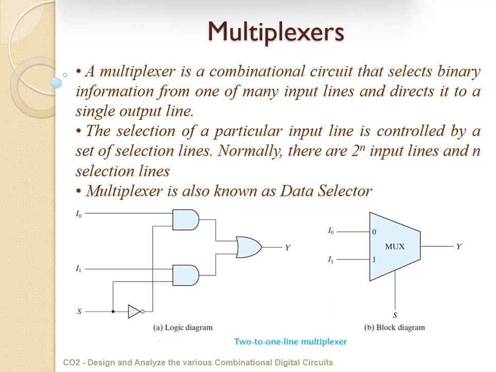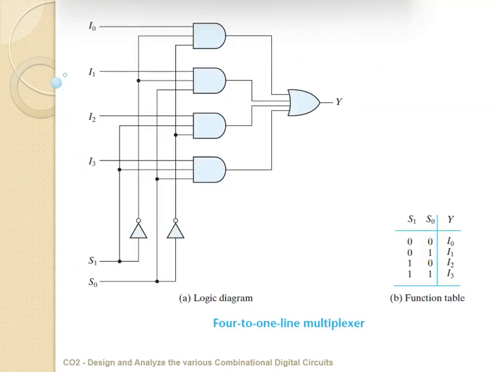If S is equal to 0, Y is equal to I0. If S is equal to 1, Y is equal to I1. Next, we go for a 4 to 1 multiplexer. The number of inputs is 4, so the number of select lines will be equal to 2. So 4 is equal to 2 to the power 2, which in turn represents the number of select lines to be 2. So we have S1 and S0.